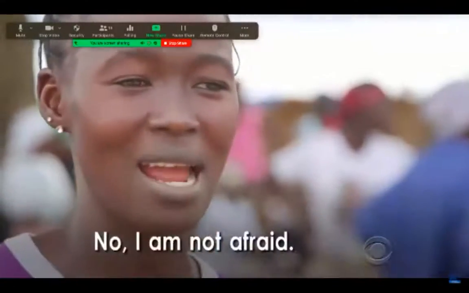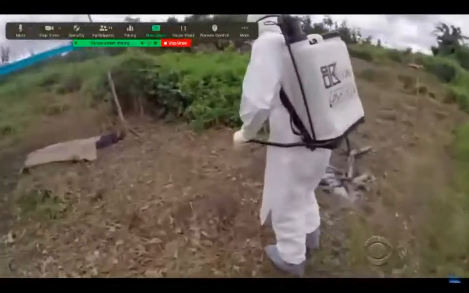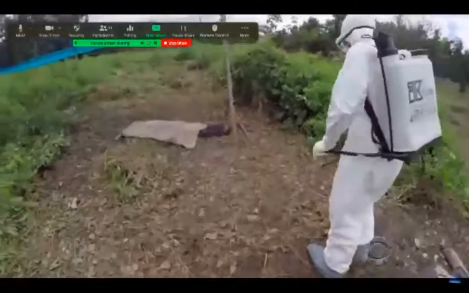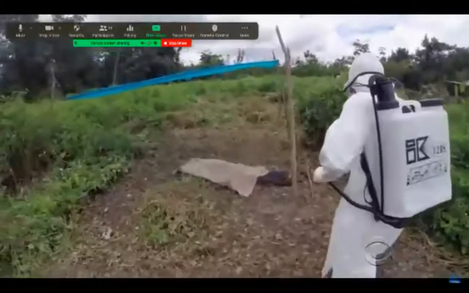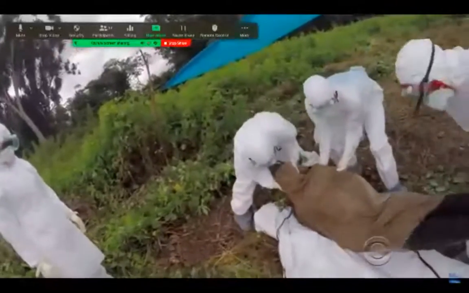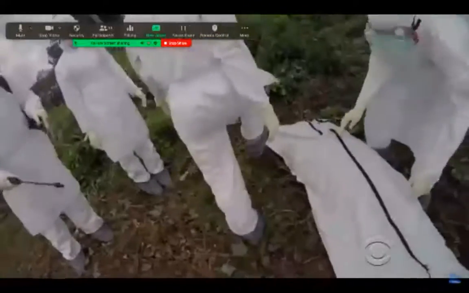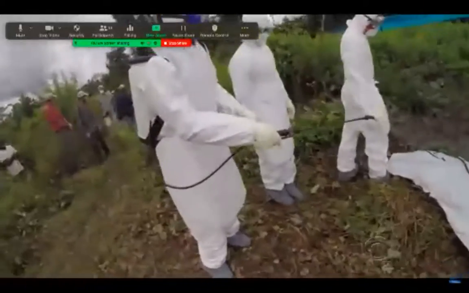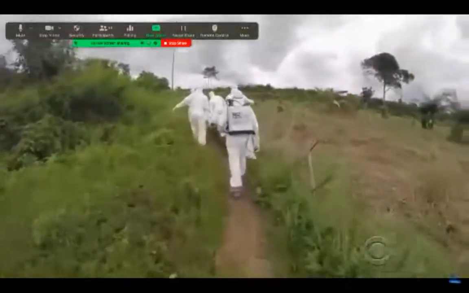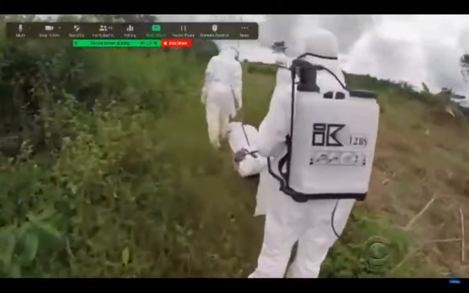No, I'm not afraid. The team discovers that someone has covered the body with a blanket, which also means someone may have touched it and could spread the disease further. But nobody will own up. The body is unceremoniously packed away in a double-layered protective bag. The team sprays chlorine everywhere. Then they move back toward the village, stopping several times along the way. The body is just too heavy.